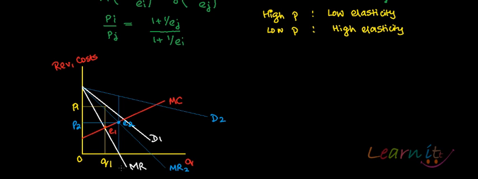You getting the point? So the price charged in the more elastic market is lower than the price charged in the less elastic market. Market 2 is more elastic than market 1, so the price charged in the elastic market is lower than the price charged in the less elastic market.